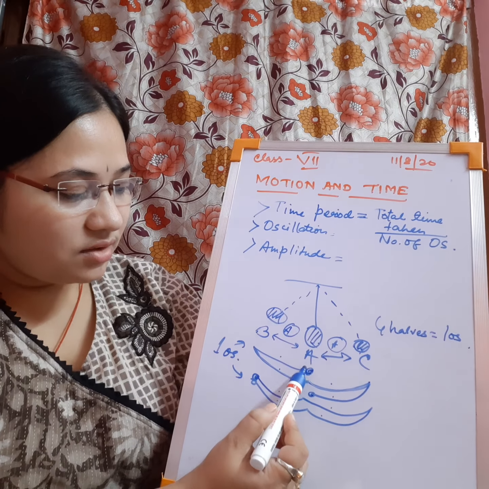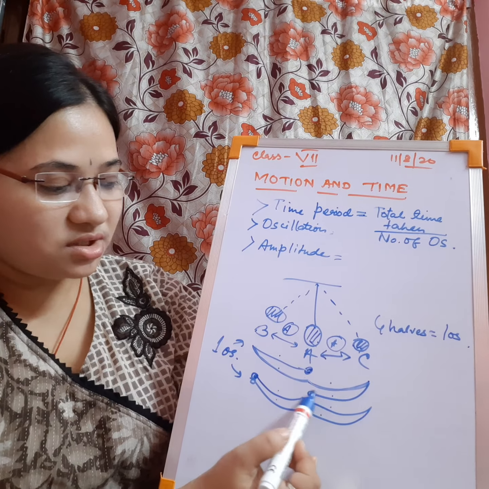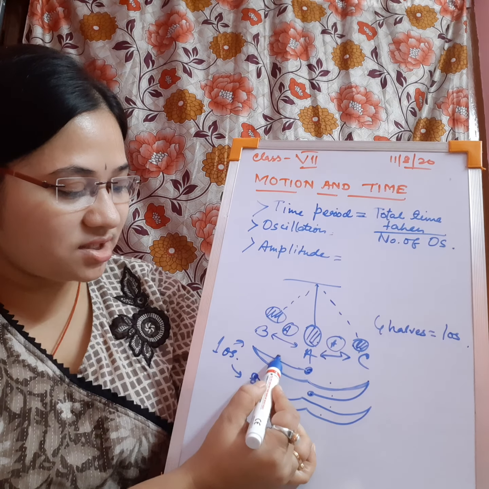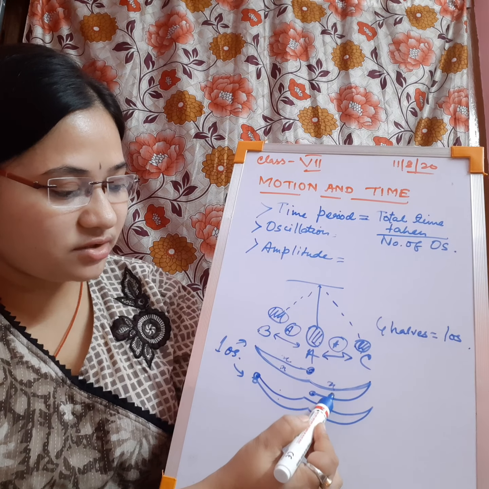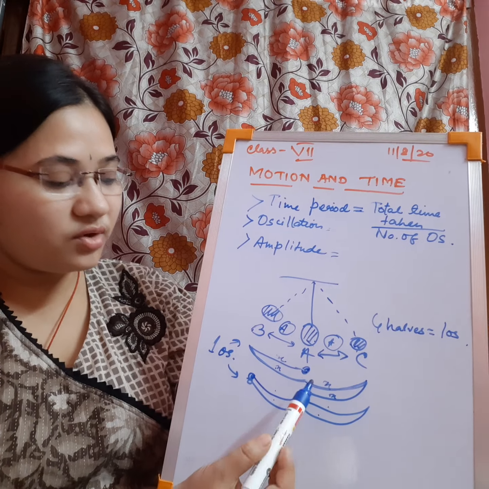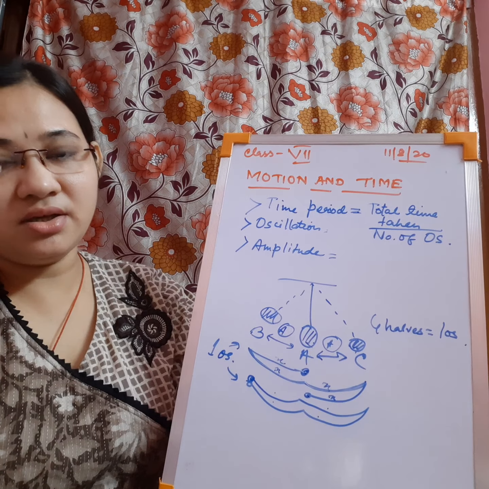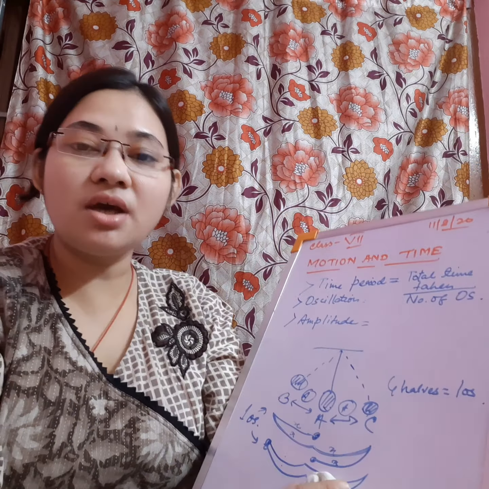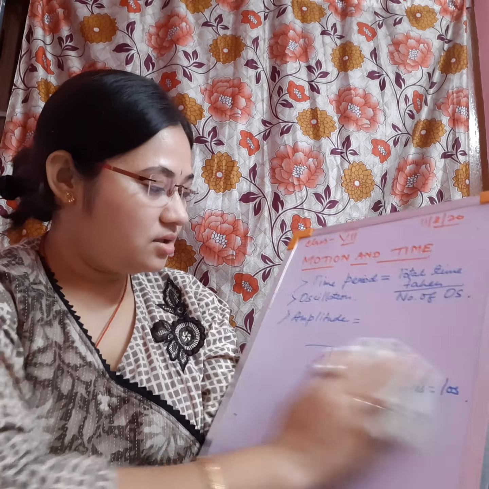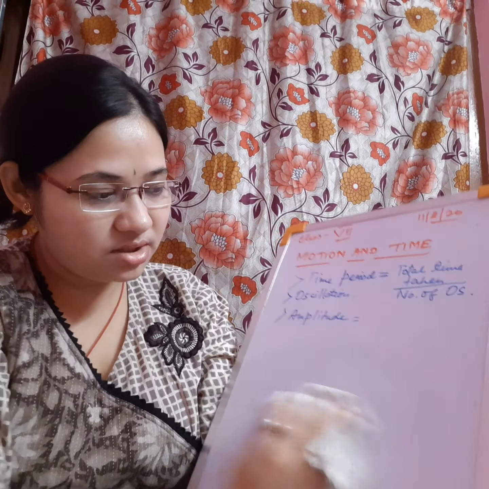Okay, so here we can get four amplitudes. Because suppose this is x, so this is also x, this is also x, this is also x. Okay, so 4x is equal to one oscillation. Now let us see some sums which are based on time period and amplitude as well as oscillations.